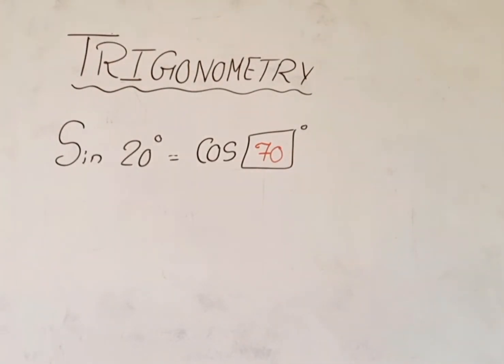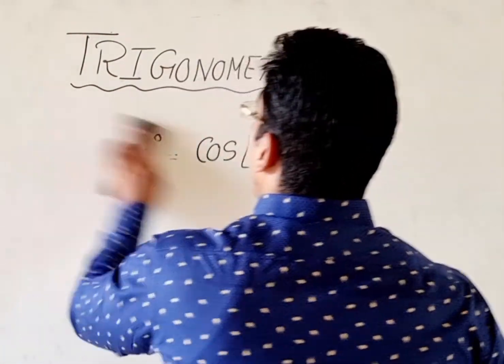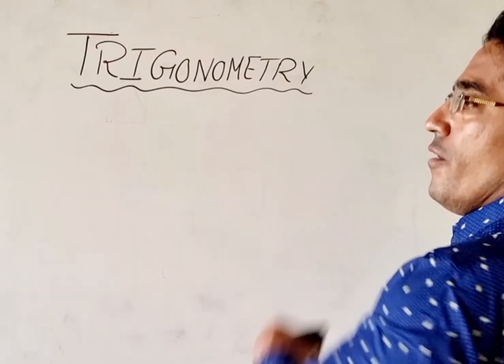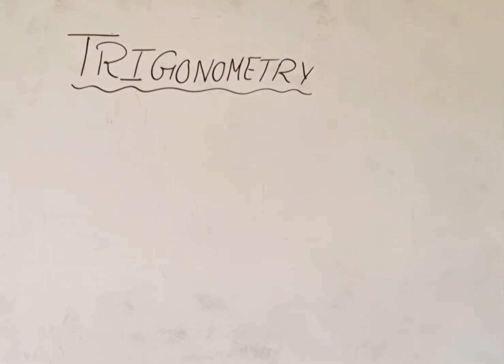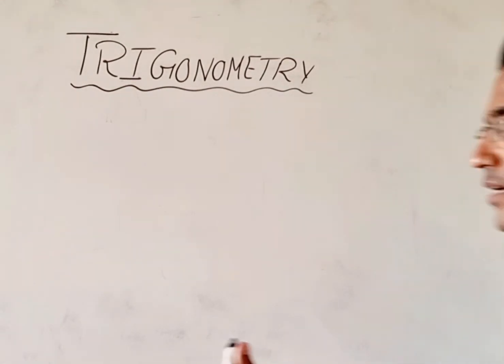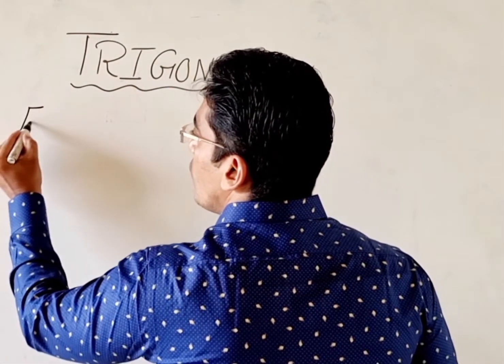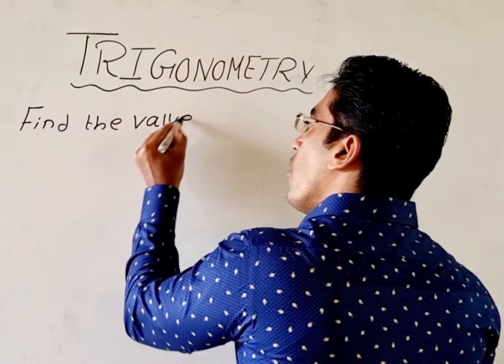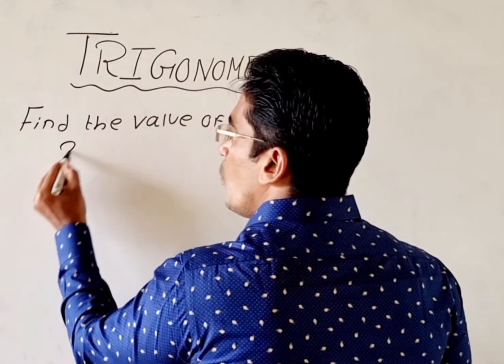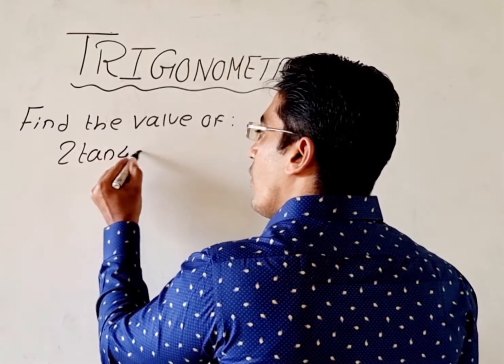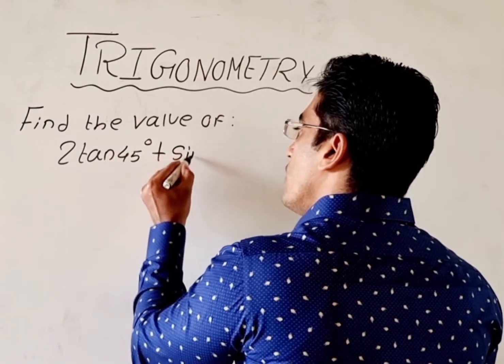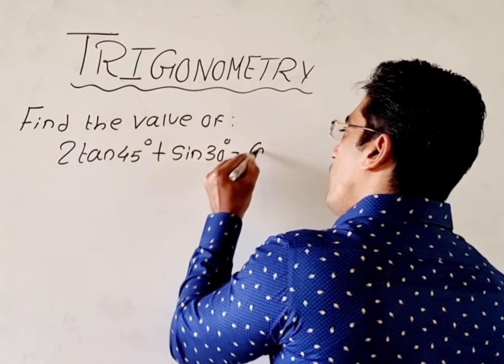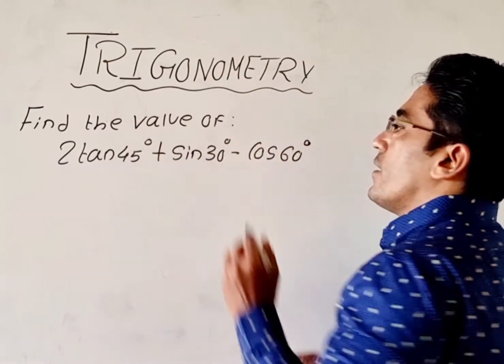Now let's see some more sums based on the trigonometric table. In the trigonometric table, we saw the standard angles 0 degree, 30 degree, 45 degree, 60 degree and 90 degree. So let's see one sum based on the table. Suppose the question is: find the value of 2 tan 45 degree plus sin 30 degree minus cos 60 degree.